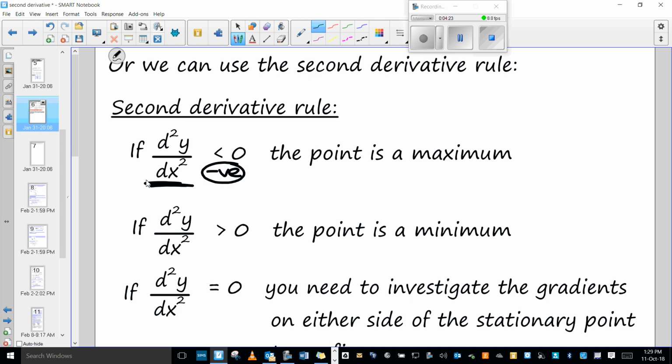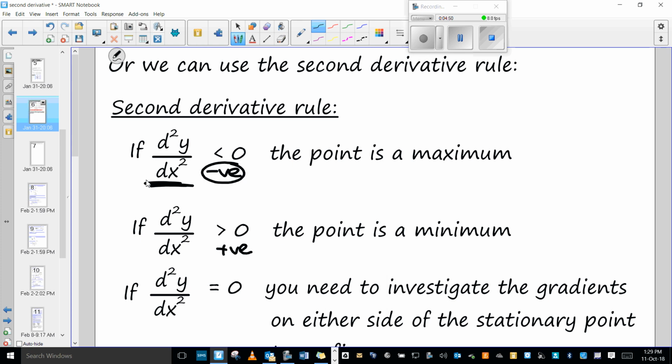If the second derivative is greater than 0, so if it's positive, then the point is going to be a minimum. Now, I always think it's the wrong way round. I always think that if this is negative, that sounds like it should be the smallest, so it should be the minimum. But you need to try and get it into your head that it's the opposite way around. So if this is negative, it's a maximum point. If it's positive, it's a minimum.